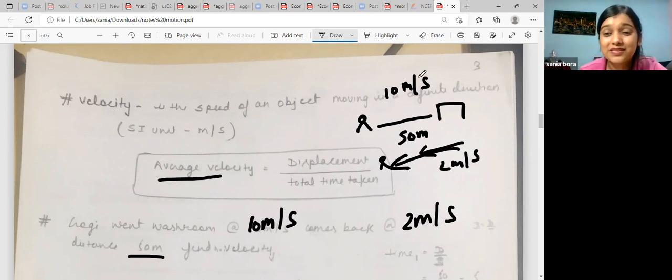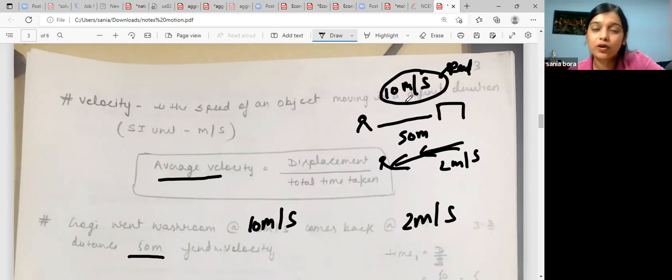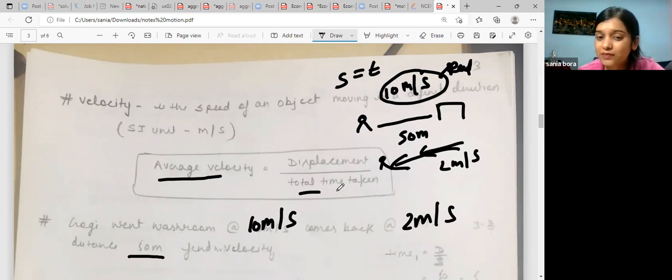This 10 meter per second is your speed, students. I have written 10 meter per second. So that means this is speed. With the help of speed, you can find out time. So total time, that means t1 you have to find, t2 you have to find, right?